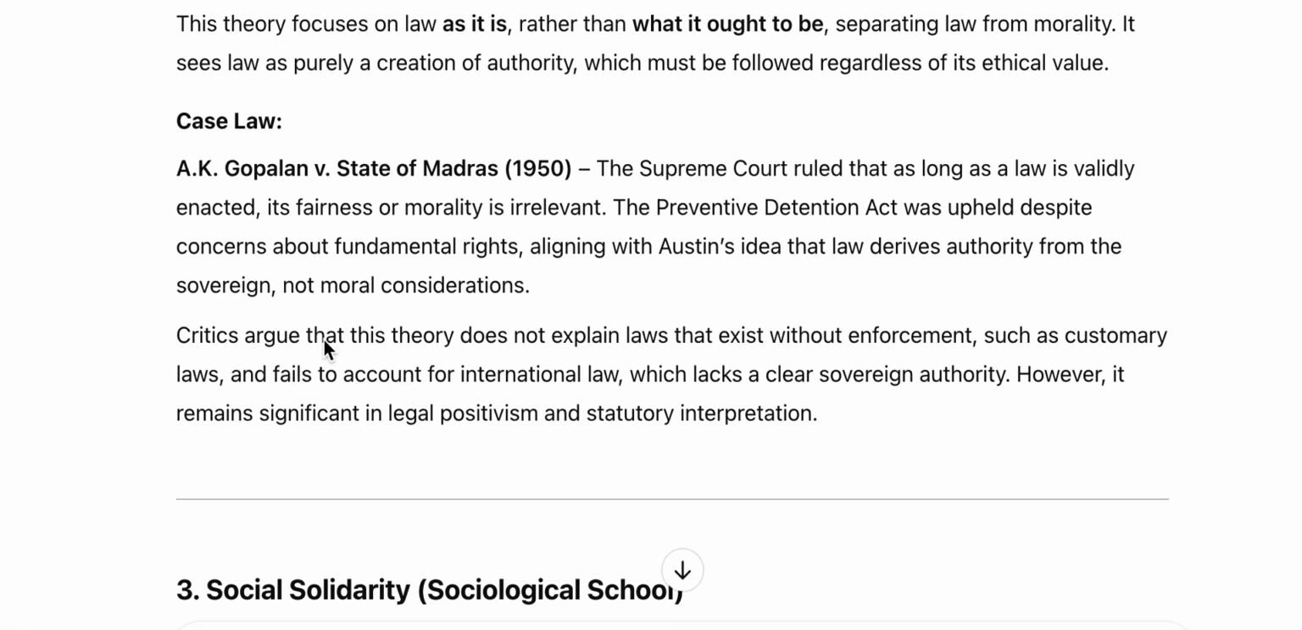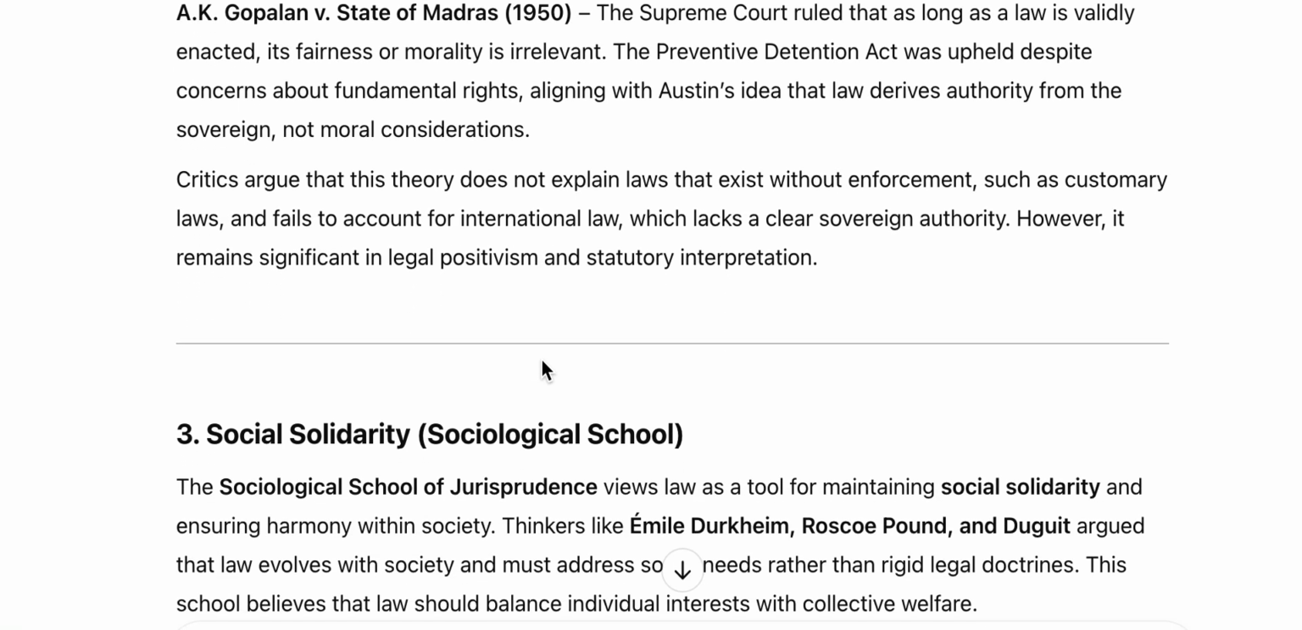Critics argue that this theory does not explain laws that exist without enforcement, such as customary laws, and fails to account for international law, which lacks a clear sovereign authority. However, it remains significant in legal positivism and statutory interpretation.